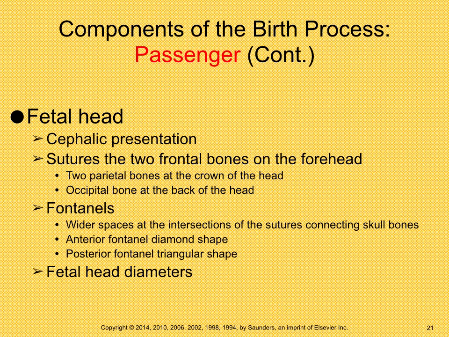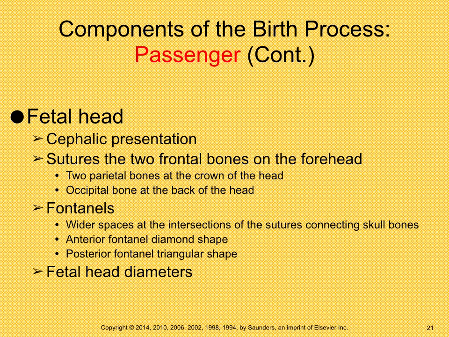Other components of the passenger include the fetal head. Cephalic presentation, we also call that vertex presentation. In order for vaginal delivery, we have to have a baby head first before we deliver any other part of the baby, typically, especially in first-time moms. We use the sutures of the frontal bones in the forehead, 2 parietal bones at the crown of the head, and the occipital bone at the back of the head as landmarks to assess fetal position. The fontanelles are wider spaces at the intersections of the sutures connecting the skull bones, and that's what helps the fetal bones overlap each other and allow for their journey through the passageway.